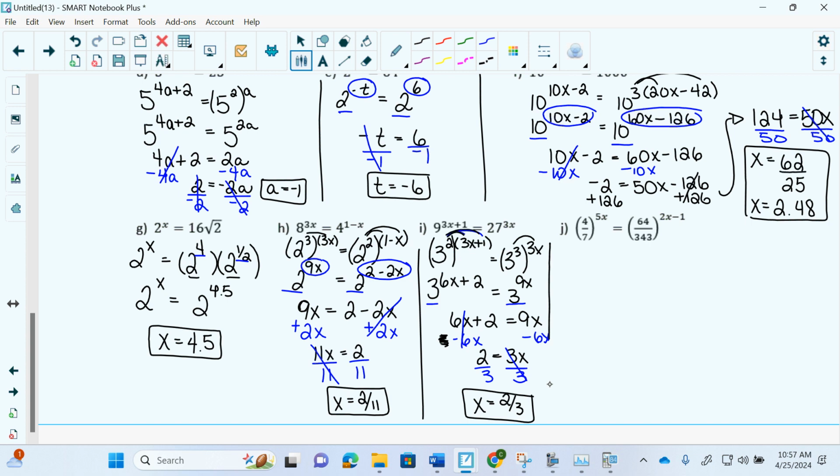We're going to leave the 4 over 7 to the 5x because that one's in the lowest form. But 64, I want it to be 4 to the something. 64 is 4 to the what? 3. 4 to the 3. Now I hope that 7 to the 3 is also 343. Is 7 to the 3 343? Yes. So can I write 4 over 7 all to the 3? And that would get me 64 over 343? Is that true? Yeah.